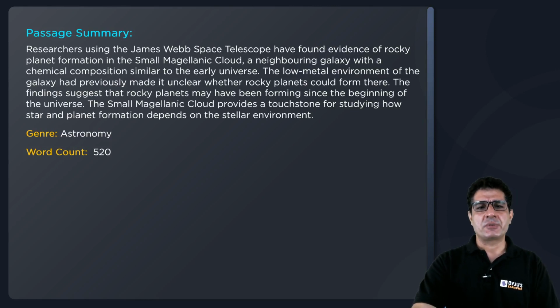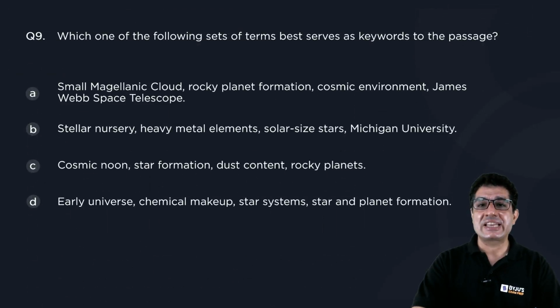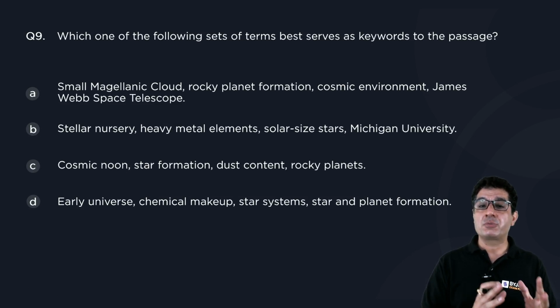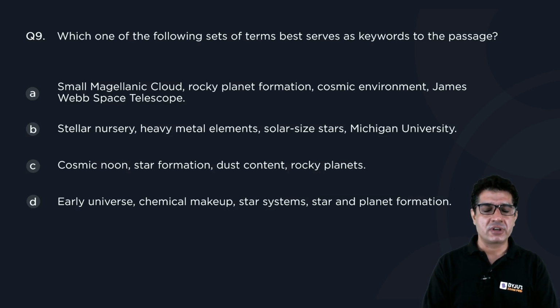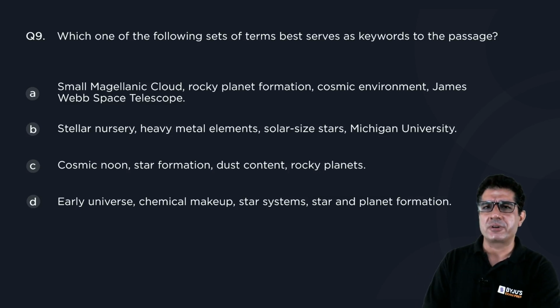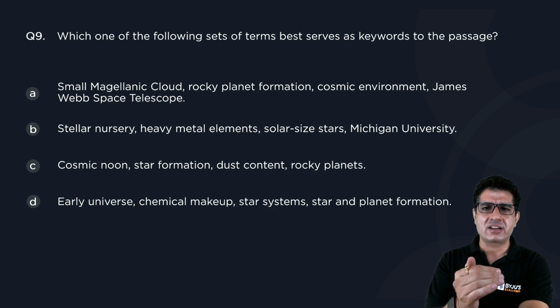And here is your summary. Done? So let's dive into our questions then. Question number 9. Which one of the following sets of terms best serves as keywords to the passage? So in a way, this is a question type which is linked with main idea but requires you to have an overview or a summary of the passage. So what is this passage about? A hypothesis that we are trying to test using the Small Magellanic Cloud.